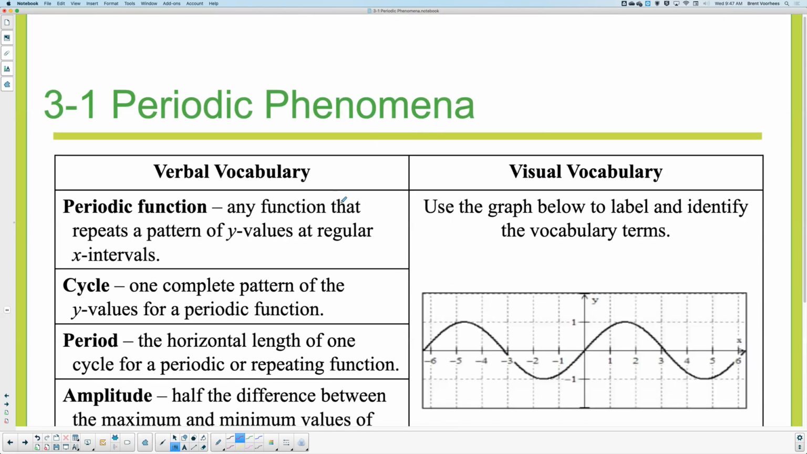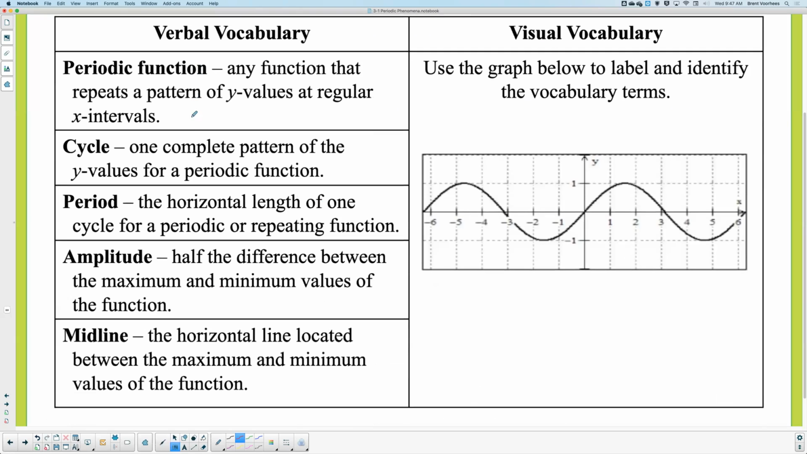All right, with that, let's get some vocabulary out of the way. On the left, I've given you the definitions. On the right, I've given you a picture. I'm going to walk through this over here on this picture. So what does periodic mean? Periodic means it repeats its y values. Does this graph here repeat? It's periodic. This is periodic because the y values are repeating. Because of its repeating nature. This is periodic because of its repeating nature.